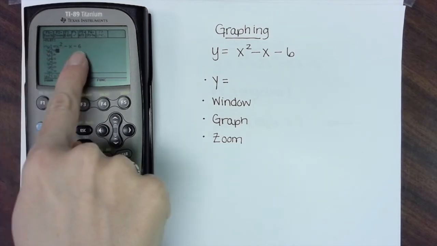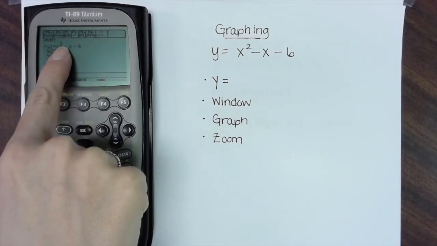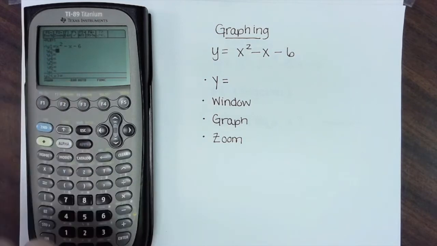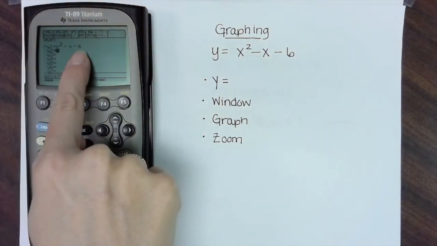Notice it has pretty print, which means that the squared looks like an actual exponent. It's not exactly as you typed it. It looks as if you had written it.